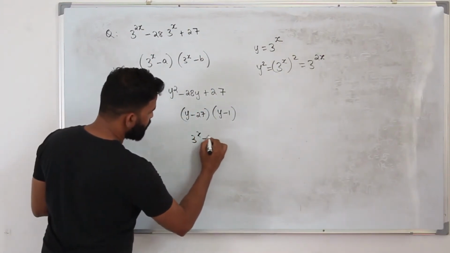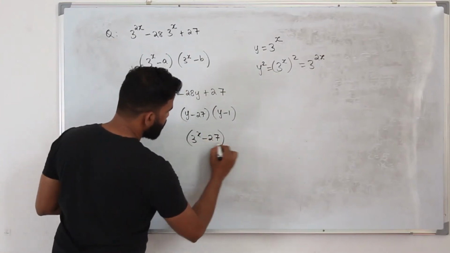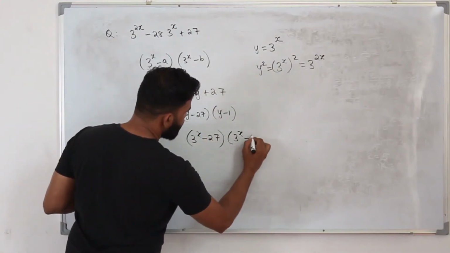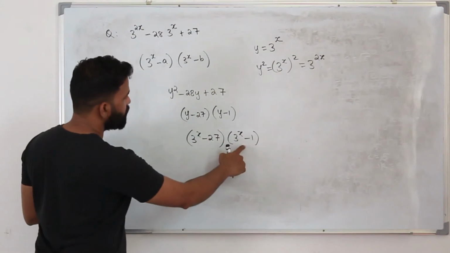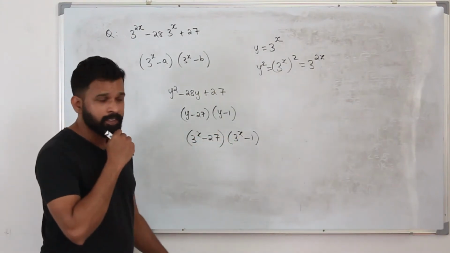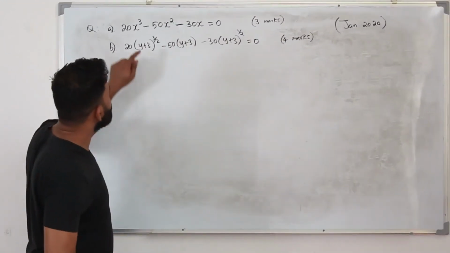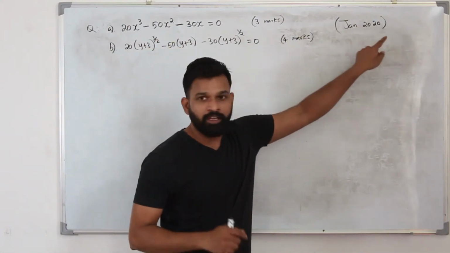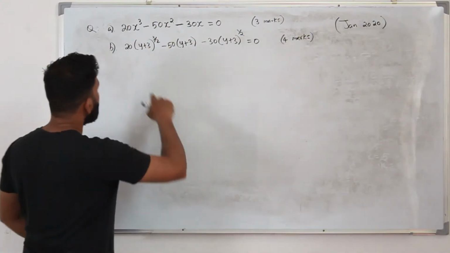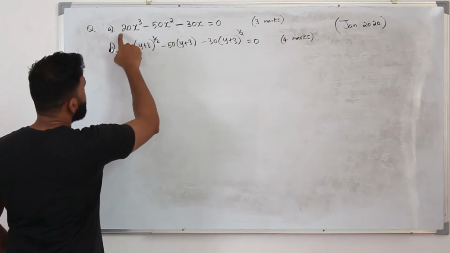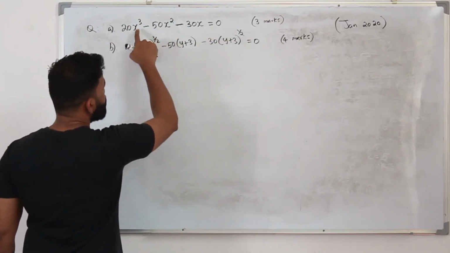3 to the power x minus 27, 3 to the power x minus 1. So this is your A, this is your B, or vice versa. That's it. Okay, this question from January 2020 past paper. You are given two parts. Part A, they want you to solve this cubic equation.